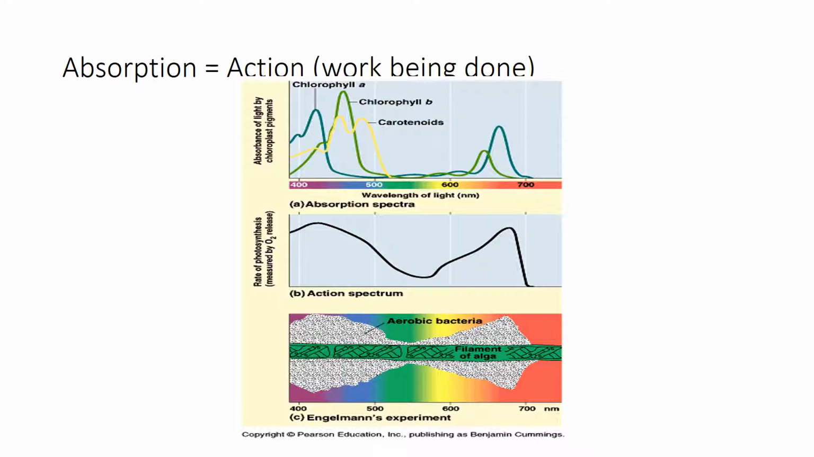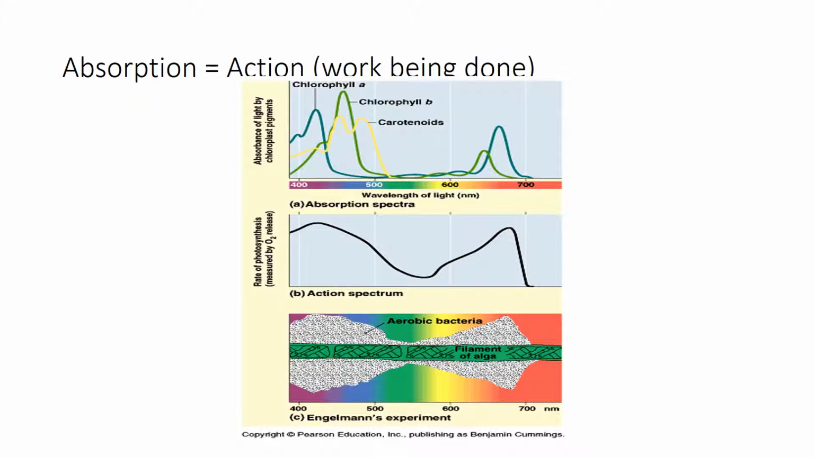And what he noticed when he looked at the bacteria is the bacteria were clustered around the blue and violet range, very few in the green range, and a lot more back in the orange and red range. And if you look at Engelmann's experiment with the action spectrum, they pretty much are exactly the same.